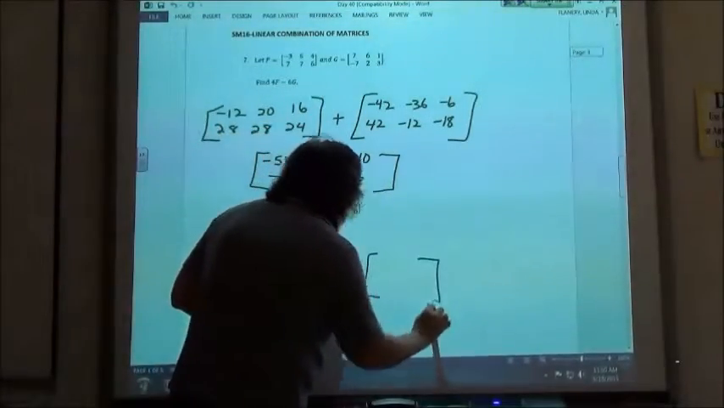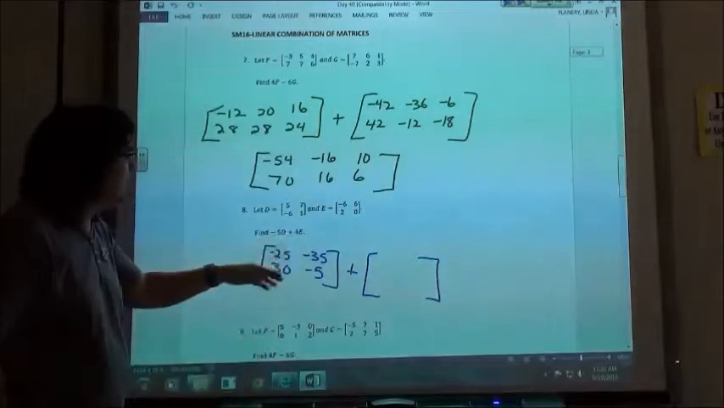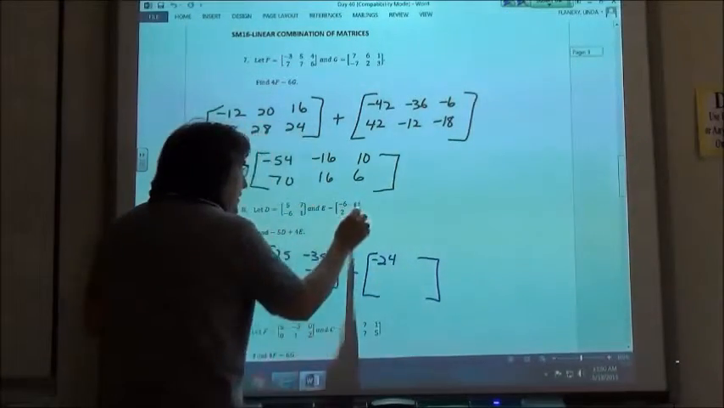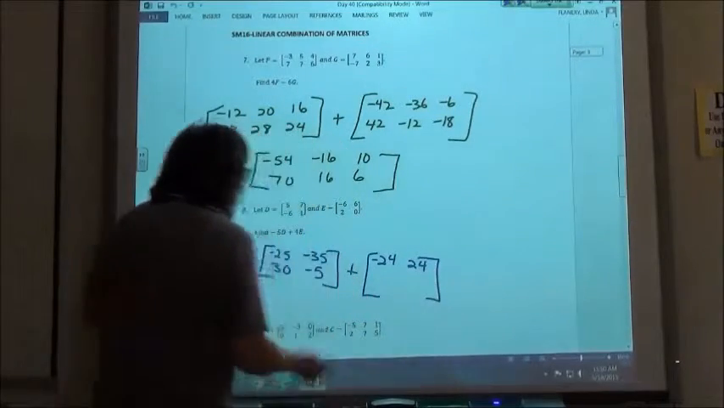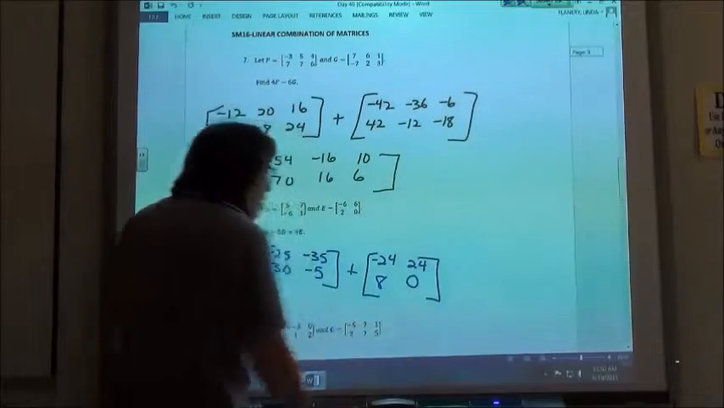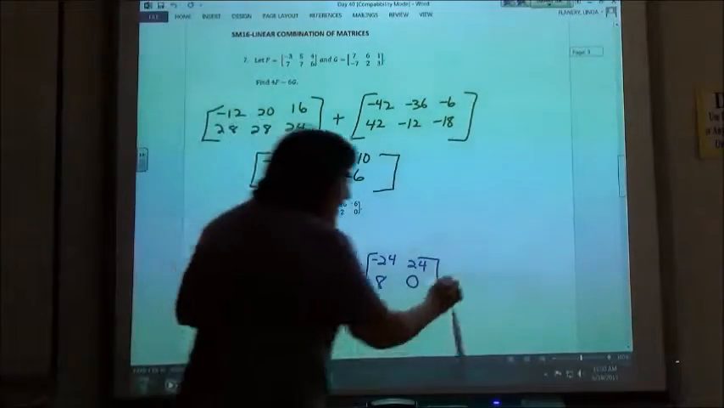And taking my E1 times 4. 4 times negative 6 would be minus 24. 4 times 6 is positive 24. 4 times 2 is 8. And 4 times 0 is 0. Then I'm going to add the ones in the like spots.